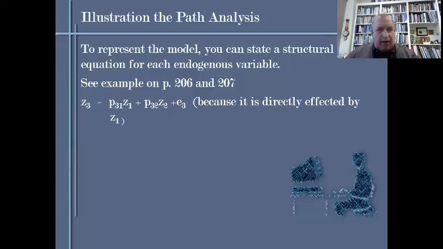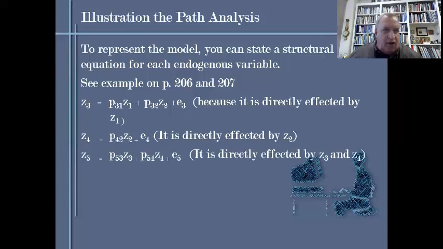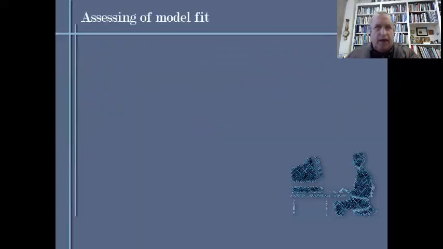And as you look at the model that's shown, you can see these paths and understand how they're working. Z2 is P21, Z1 plus E2, and it's directly affected by Z1. And Z5 adds all of these together, P53, P54, and E5, because it's directly affected by Z3 and Z4. So you should be able now to look at the model and understand this nomenclature that describes how the model is coming together.